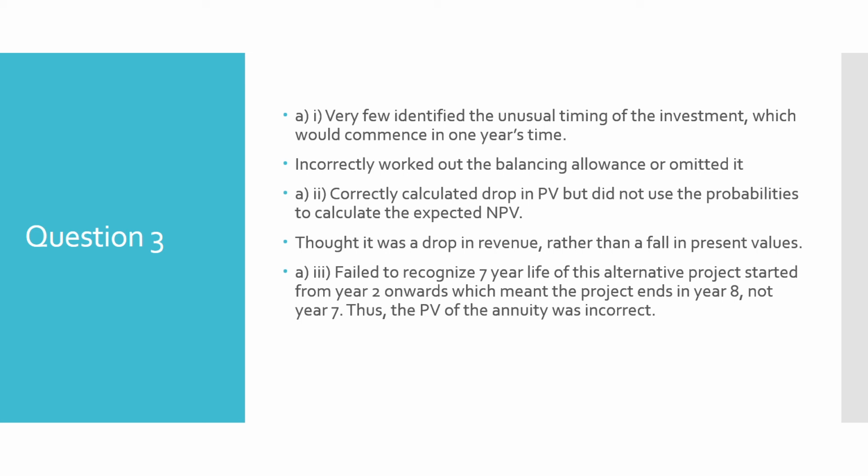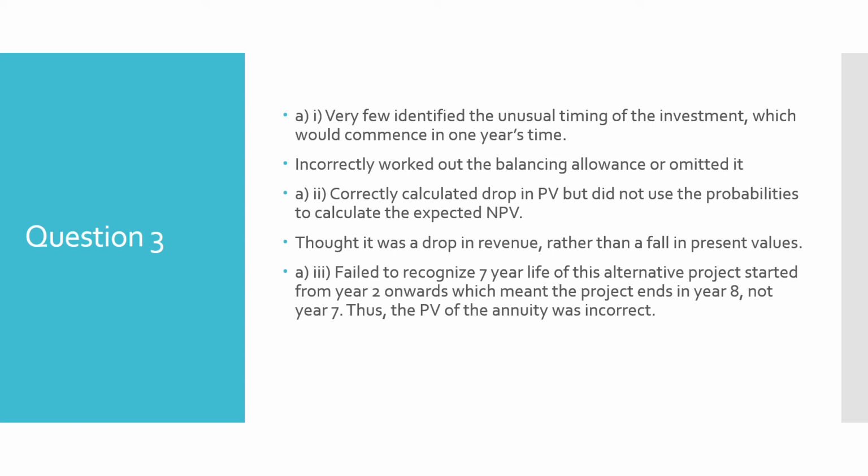They failed to recognize the 7-year life of this alternative project starting from year 2 onwards, which means the project ends in year 8, not 7. When the project is starting from year 2, how can it end in 7? Yes, it's a 7-year life, so starting at 2 means it will end in year 8. And thus the present value of the annuity was incorrect. If you are taking year 7 instead of 8, then your annuity factor will be wrong.